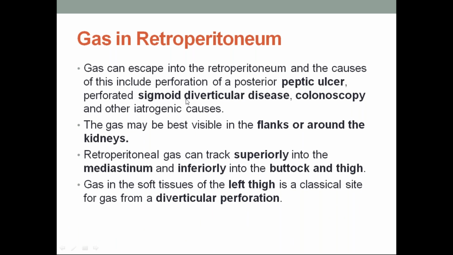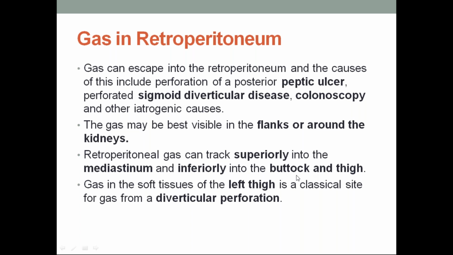And coming to the gas in the retroperitoneum. Gas can escape into the retroperitoneum, and causes of this include perforation of posterior peptic ulcers, perforated sigmoid diverticular disease, colonoscopy, and other iatrogenic causes. The gas may be best visible in the flanks or around the kidneys. The retroperitoneal gas can track superiorly into the mediastinum and inferiorly into the buttocks and thigh.